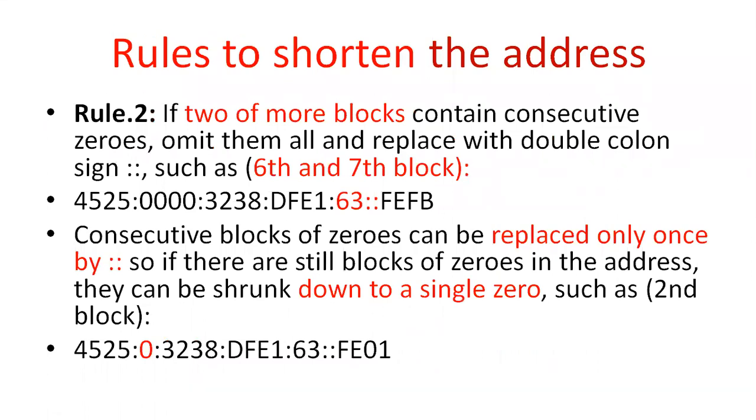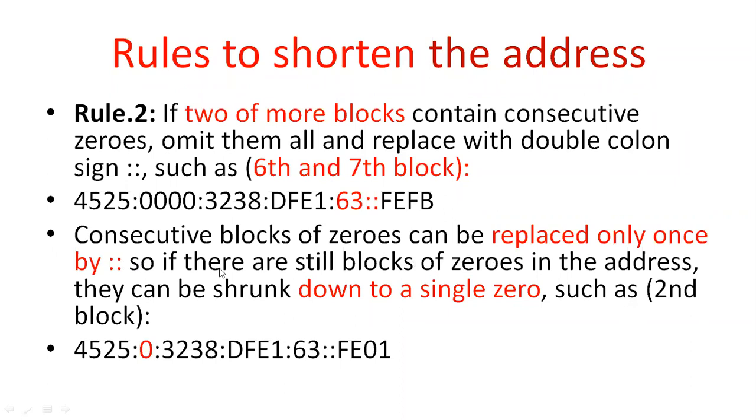If you are writing a double colon, it means two or more blocks consist of consecutive zeros, which are omitted. This is one of the valid IP addresses of IP version 6. The consecutive blocks of zeros can be replaced only once by the double colon.